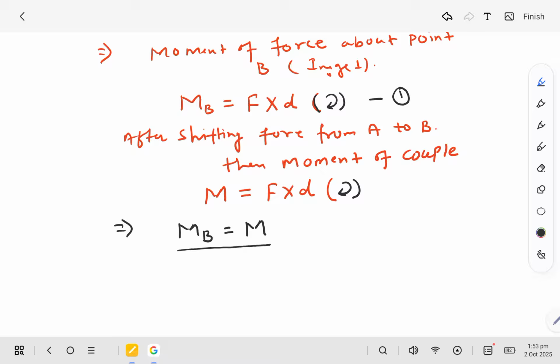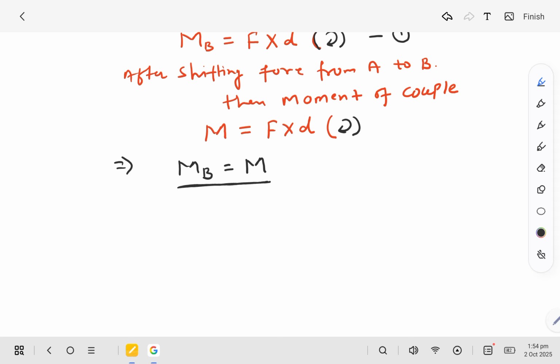So we can estimate the magnitude of the couple by finding the value of the moment of the given force about the point where we want to shift this force.